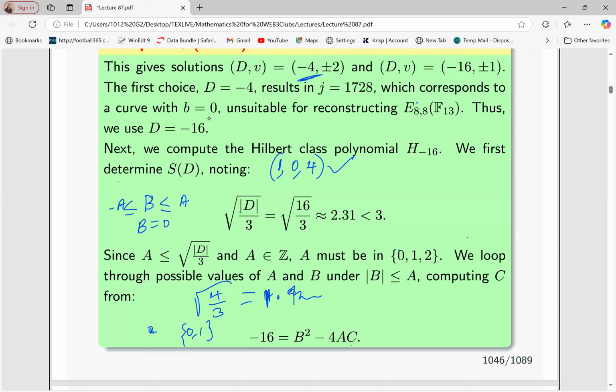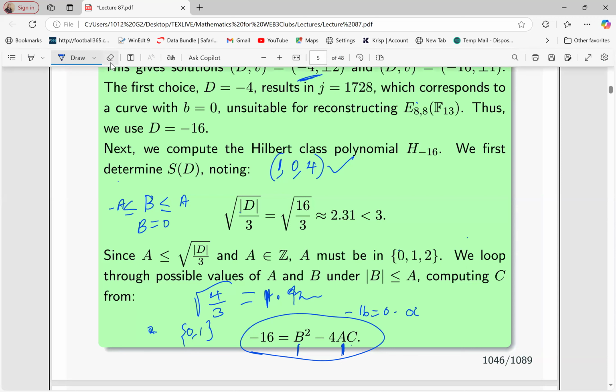Now, is it true that B is 0? Let's now go to this equation and find out what will happen. Can we find C? Now, if you put B to be 0, put A to be 0, you find that negative 16 will be 0 minus 0C. So you cannot get C. So that again disqualifies A from being 0 this time again.